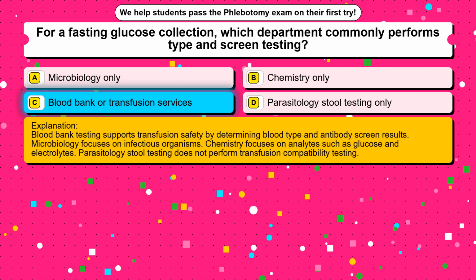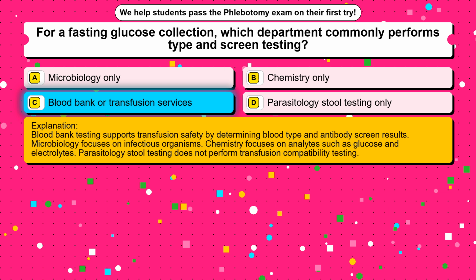Blood bank testing supports transfusion safety by determining blood type and antibody screen results. Microbiology focuses on infectious organisms. Chemistry focuses on analytes such as glucose and electrolytes. Parasitology stool testing does not perform transfusion compatibility testing.